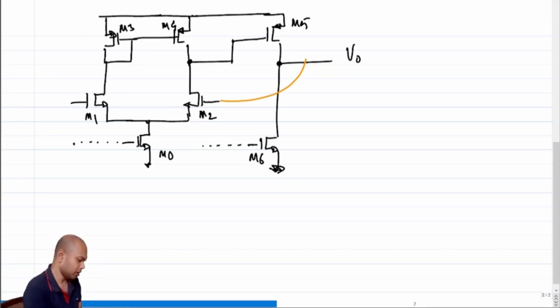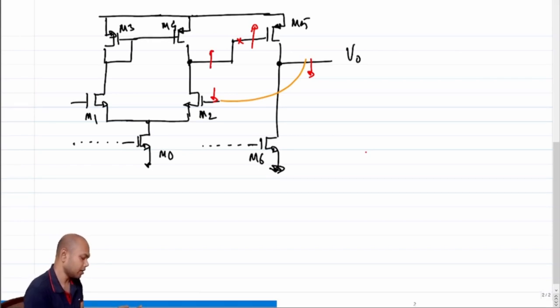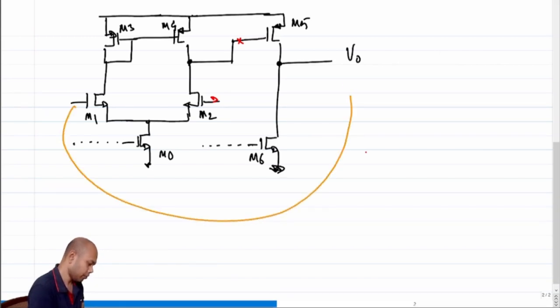You can break the loop anywhere. Let's say I break the loop here and apply a disturbance here. If the gate voltage of M5 goes up, what's going to happen to V naught? V naught is going to go down, right? V naught goes down, this goes down. Which means if the gate of M2 goes down, what's going to happen to the drain of M2? This guy will go up, right? So clearly this is a positive feedback loop. So V naught should not be connected to the gate of M2. Instead, V naught should be connected to the gate of M1, and we should use M2 to apply our input, right?